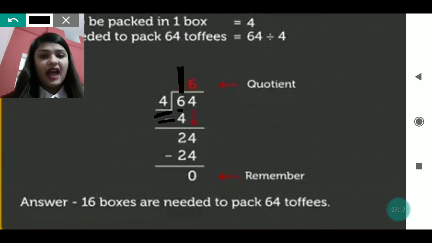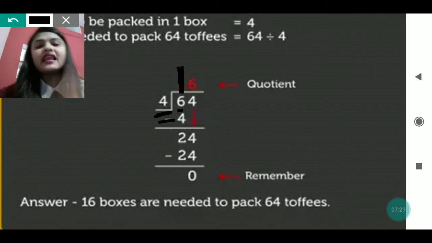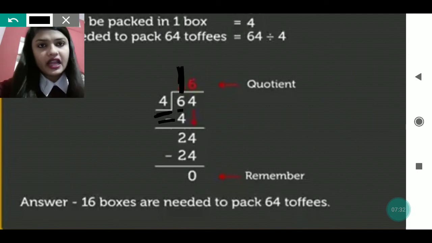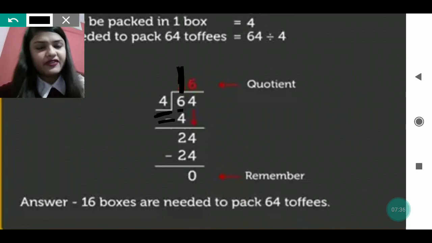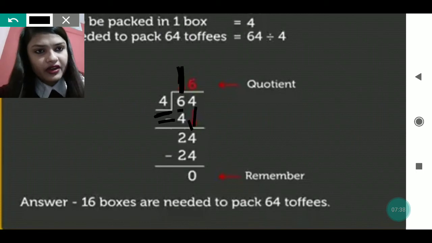Okay, after doing the subtraction, is 2 divisible by 4? No, it is not divisible. So what will you do in that case? You will see whether any number is left in the dividend column. If a number is left, you can take that number down. If no number is left, then you consider it as a remainder. But here, 4 is left, so we will take 4 down.